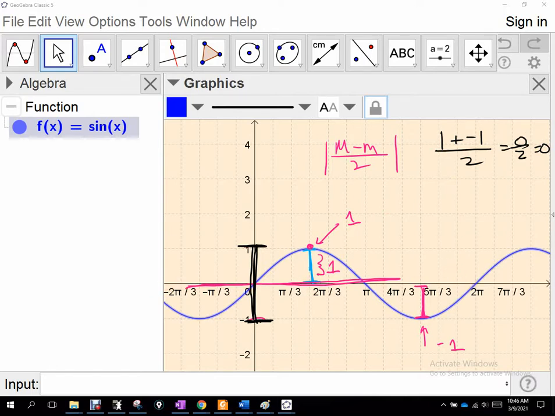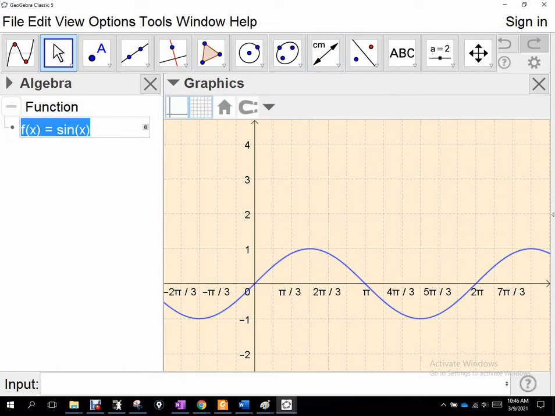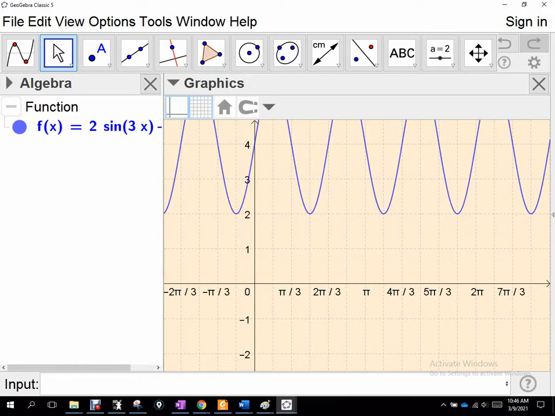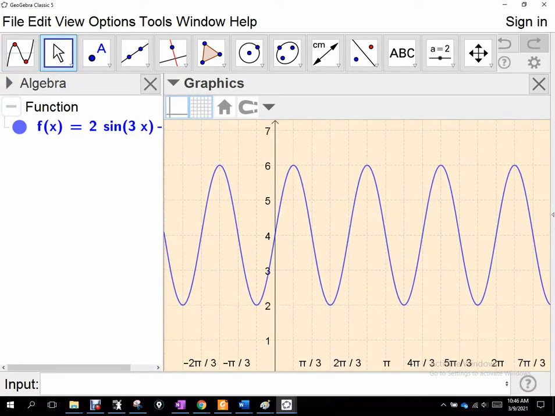Okay. Now, all of that can change and does change quite a bit for us when I do something like this. Let's say I'm going to put a 2 there, put a 3 there. I want to add 4 there. And I get that graph now. Okay. Now I've stretched it.